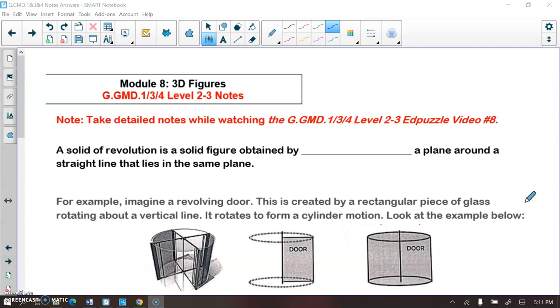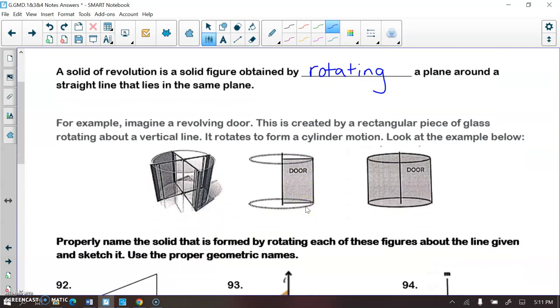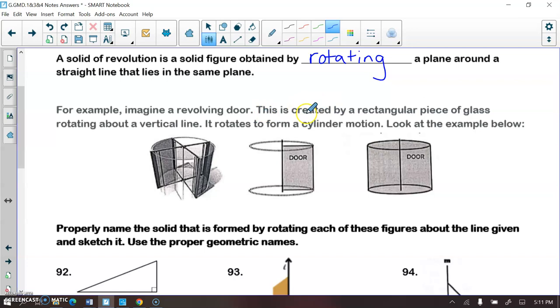A solid of revolution is a solid figure obtained by rotating a plane figure around a straight line that lies in the same plane. For example, imagine a revolving door. This is created by a rectangular piece of glass that rotates around a vertical line.